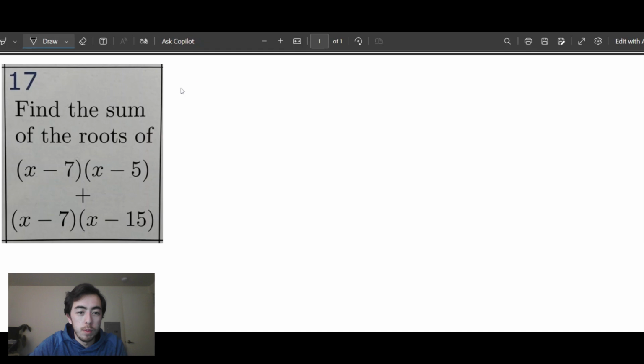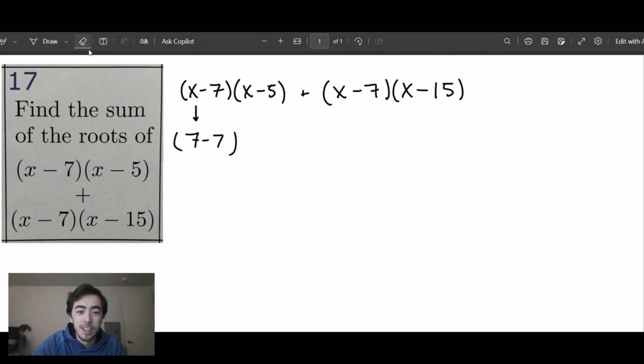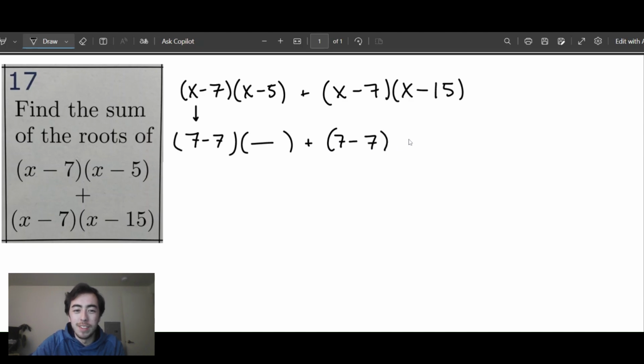So I'll just write it horizontally. I'm just rewriting exactly what I see, but in one line instead of two. And the first thing I notice is that if I plug in x equals 7, it doesn't really even matter what the other factor is here. 7 minus 7 is just going to be 0, and so I don't really care what is in those spots for this x minus 5 and x minus 15. Like, sure, this will be a 2 and this will be a negative 8, but it doesn't really matter.